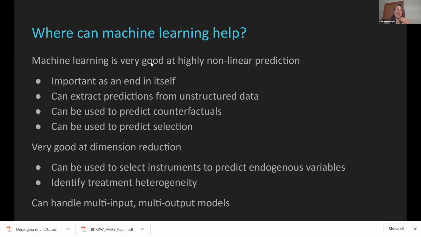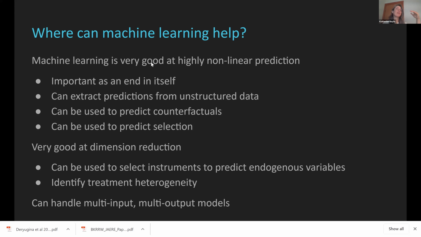Well, one thing is, over the last 3 days, you've heard a lot about various machine learning methods, and I'm hoping you're convinced now that machine learning is very good at prediction, in particular these very nonlinear predictive models. And there are some cases where we care about prediction in and of itself, and I'll walk through a couple examples of that.